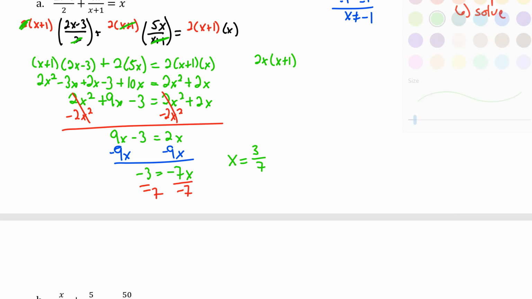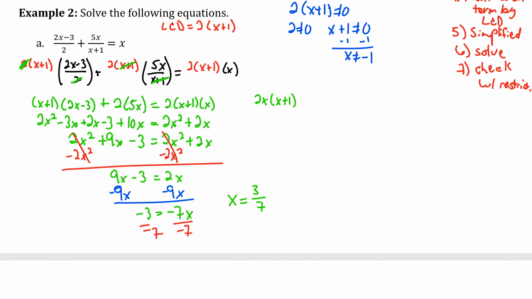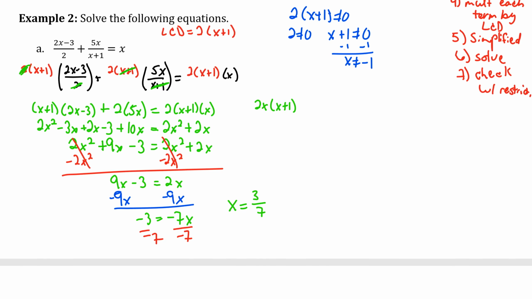What I have to do is, after I solve, I need to check with my restrictions. So if you notice, x is equal to 3/7. That doesn't hinder with my x cannot equal negative 1. So x equals 3/7 is my answer.